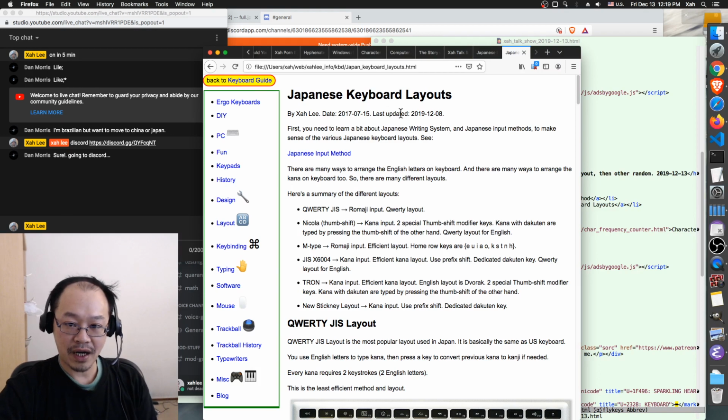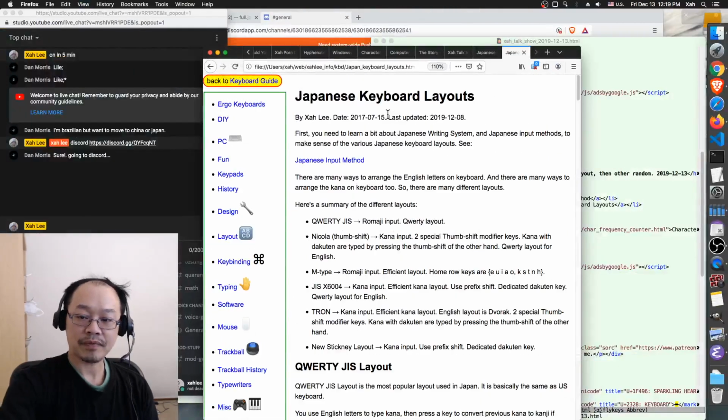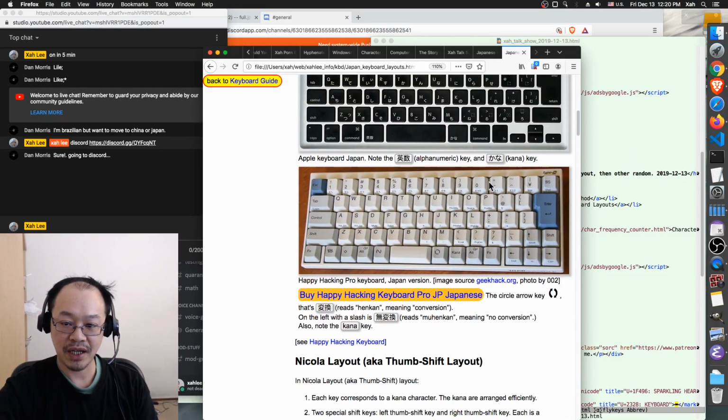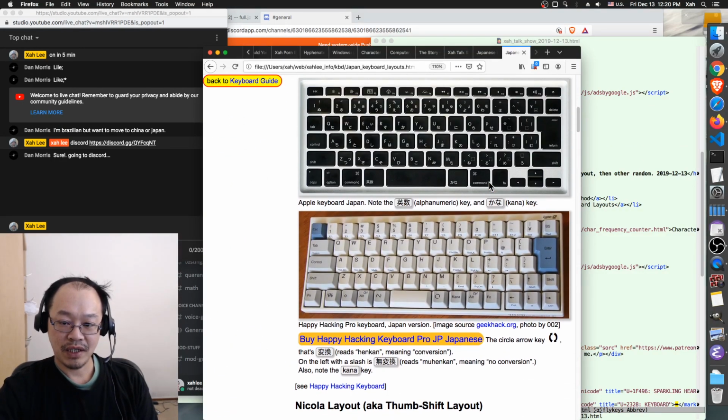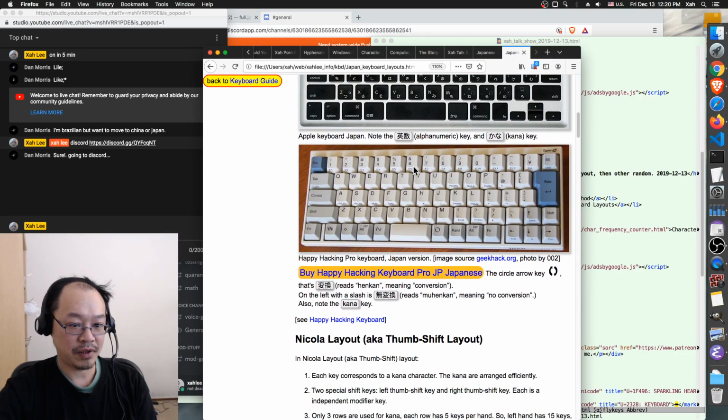So you go to my blog, Xah Lee Keyboards. Just search for that, you'll find my blog. So here are the Japanese keyboard layouts. Okay, we have quite a bunch of fascinating things. Let me show you. What you see here is the standard QWERTY keyboard. This is actually the most commonly used standard QWERTY keyboard.